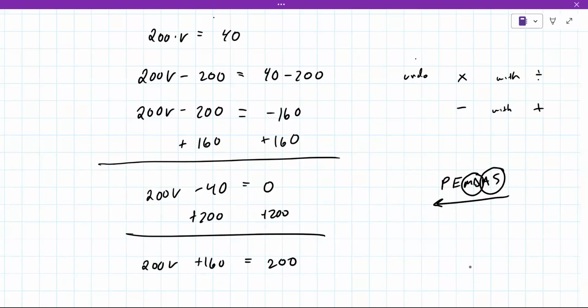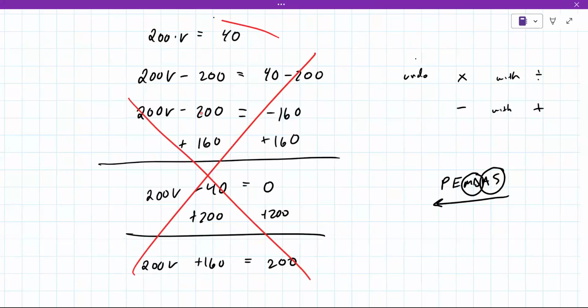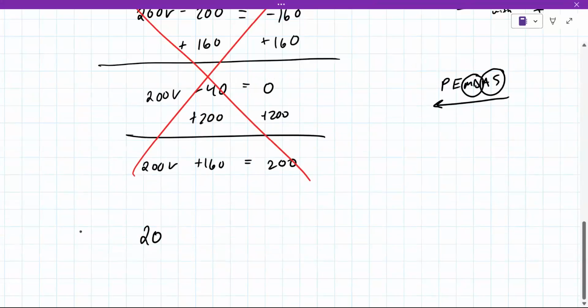Okay. Everything we've just done for the last 5 minutes is completely wrong. Let's go back to the starting equation here. Let's try it one more time. 200 V equals 40. What is the math operation between 200 and V?